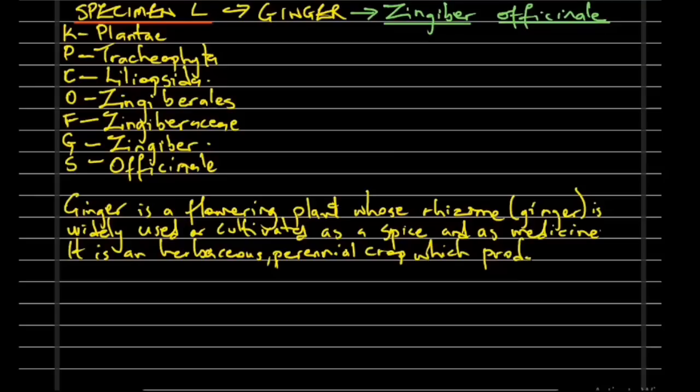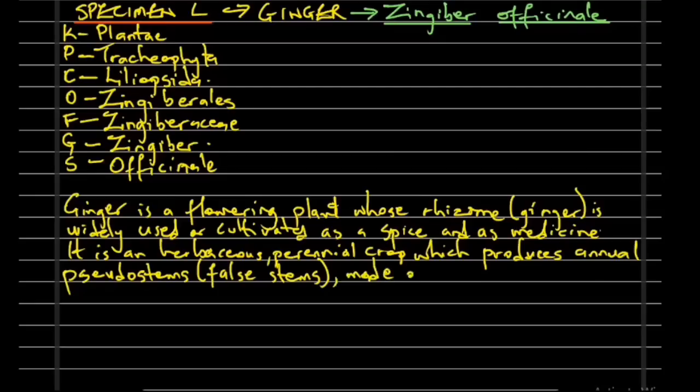Which produces annual pseudostems. Pseudostems here mean that it has false stems. It produces false stems, and it is made of rolled bases of leaves. Basically, this is the description that we have for the ginger.